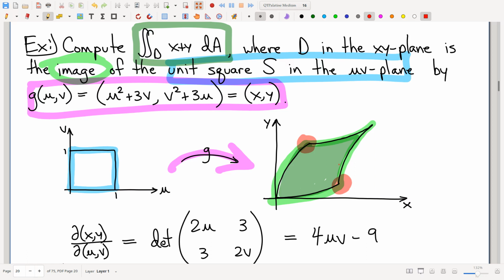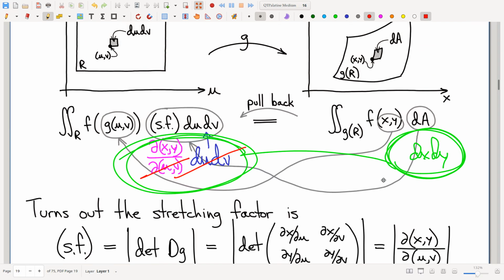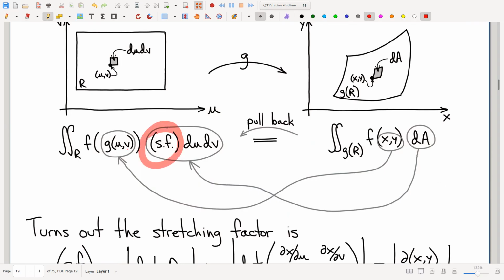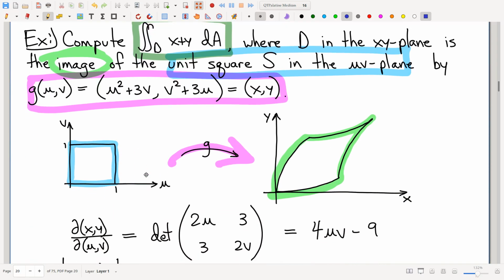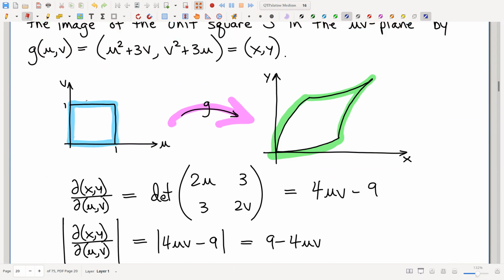Okay, so we're going to do a pullback instead. You're coming back up here. If I want to do the pullback, apparently all I've got to do is figure out what this stretching factor is, plug in whatever formula I was given for x and y, and we're done. So let's find the stretching factor.